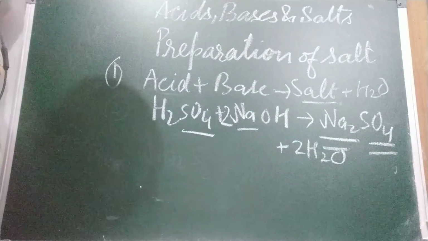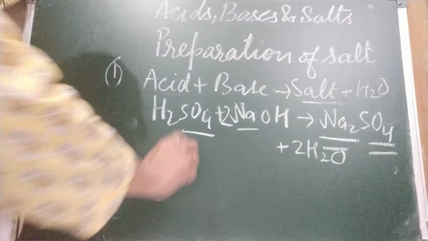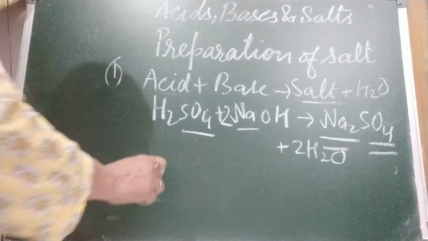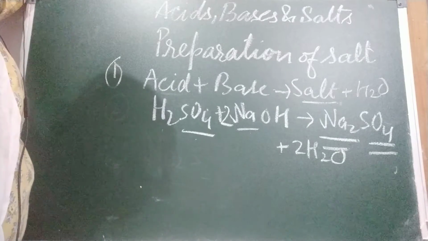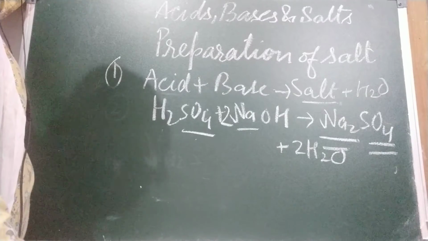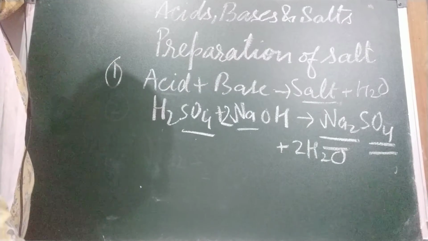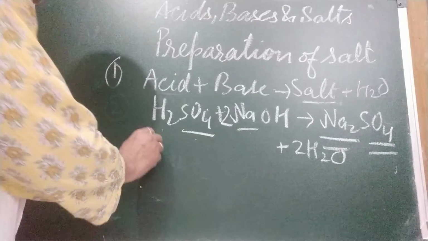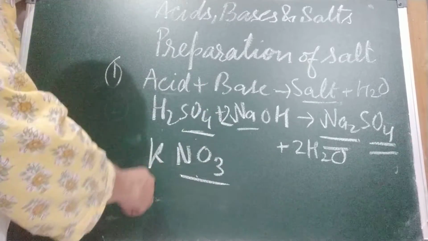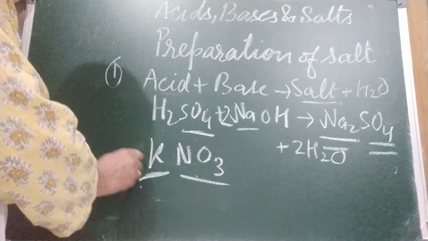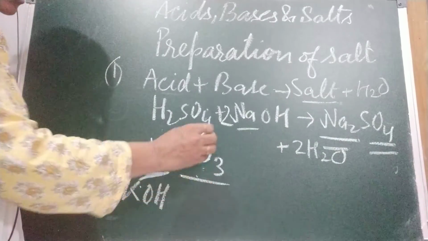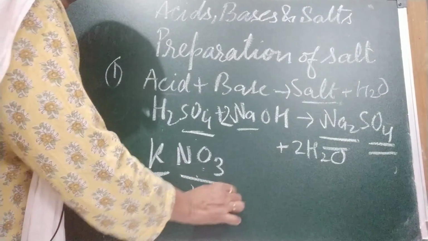Copper sulfate, when we are using sulfuric acid and copper hydroxide. Calcium carbonate, when we are using carbonic acid and calcium hydroxide. Ammonium chloride, when we are using ammonium hydroxide and hydrochloric acid. KNO3, potassium nitrate, when we are using potassium hydroxide and nitric acid. By this we come to know the name of the acid and the name of the base.